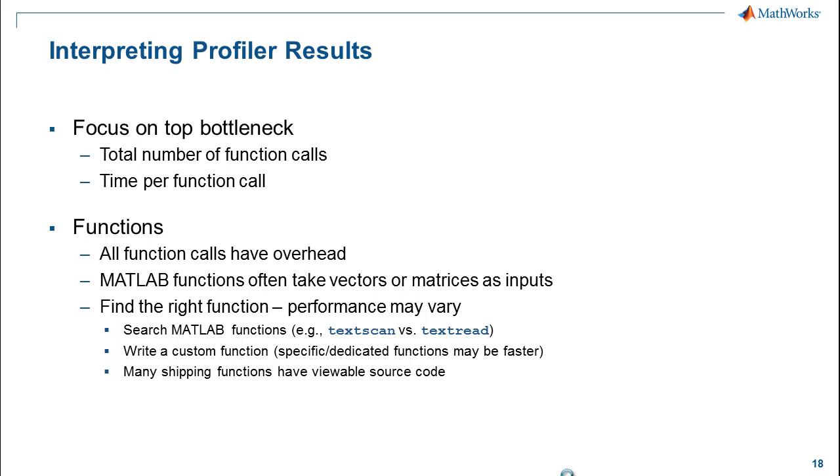So while using Profiler results, you can focus on the top bottlenecks which are listed on top, which are these functions which are taking most time. And an important thing to take into account is not only how much time per function call it's taking, but how many times the function is being called. If you remember, in case of text scan, it was being called 590 times. That was a lot. We could change it. And then each function call actually has an overhead. So you don't want to call a function a lot of times.